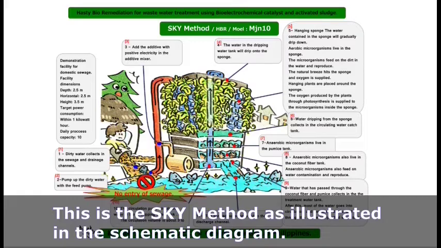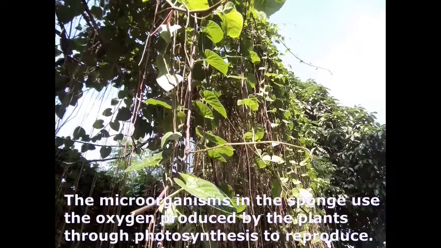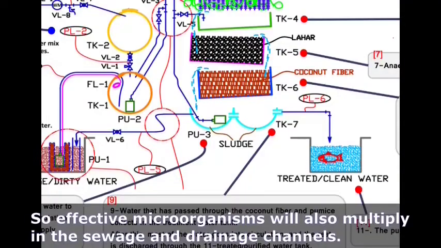This is the sky method as illustrated in the schematic diagram. The microorganisms in the sponge use the oxygen produced by the plants through photosynthesis to reproduce. So effective microorganisms will also multiply in the sewage and drainage channels.